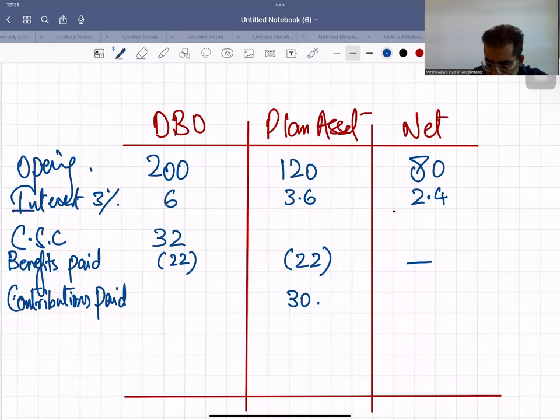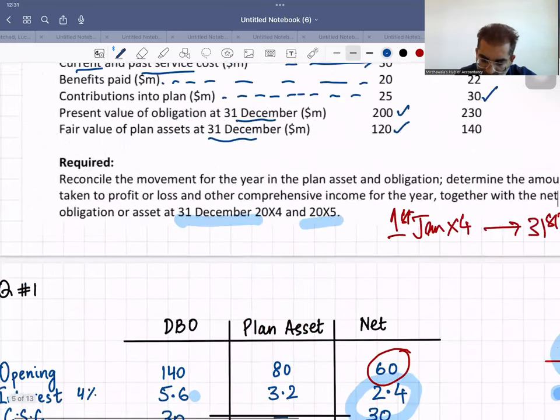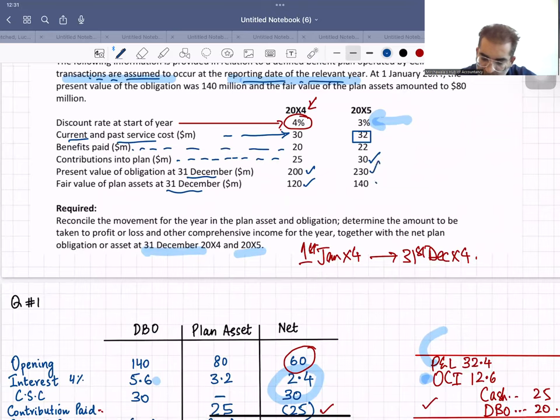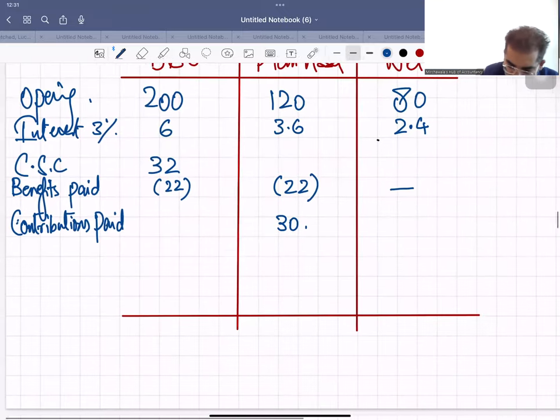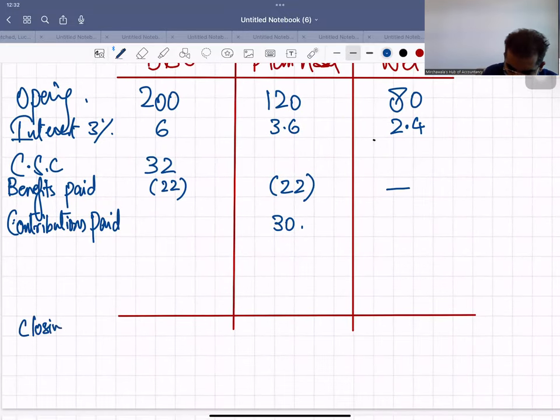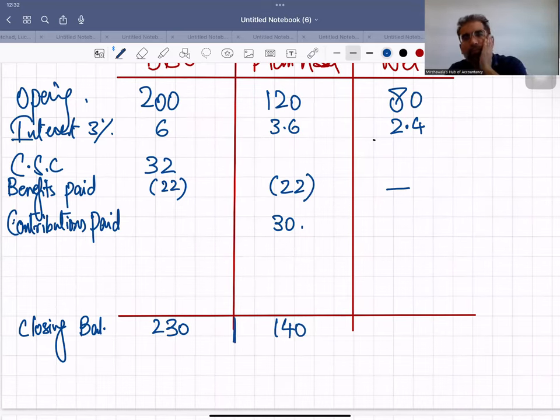It's 30. Okay. Now, finally, we need to write the closing balances. And finally, we need to calculate the remeasurement component. So what are the closing balances now? It's 230 and 140. See the screen, 230 and 140. Okay, so now 230 minus 140 is, I think, 90.